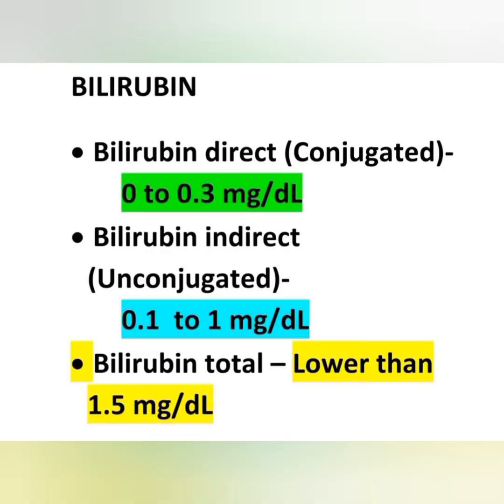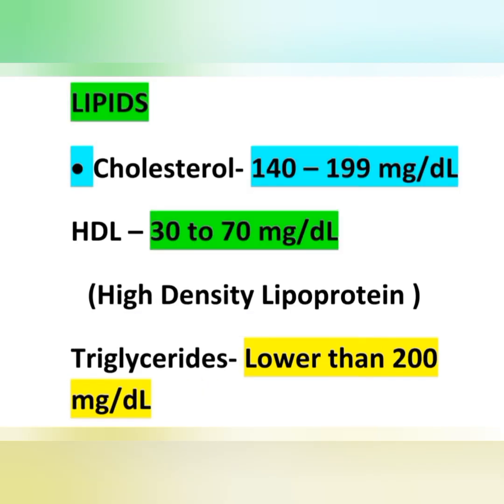Bilirubin direct, that is conjugated, is 0 to 0.3 milligram per deciliter normal, and bilirubin indirect, that is unconjugated, is 0.1 to 1 milligram per deciliter, and bilirubin total normal value is lower than 1.5 milligram per deciliter. And for lipids, serum cholesterol is 140 to 199 milligram per deciliter, HDL, that is high density lipoprotein, is 30 to 70 milligram per deciliter, and triglyceride is lower than 200 milligram per deciliter. This is the normal lipid profile.